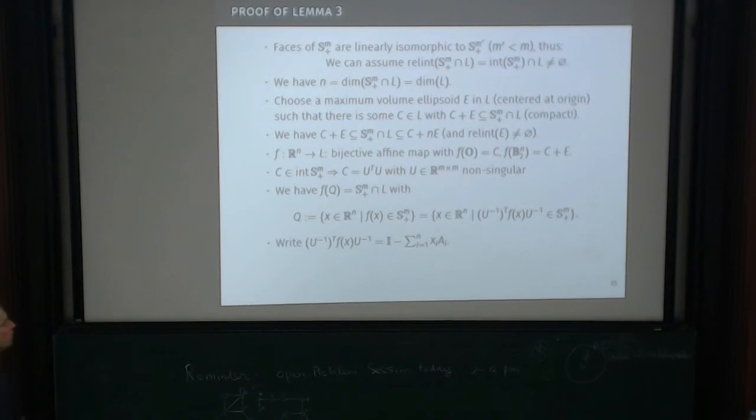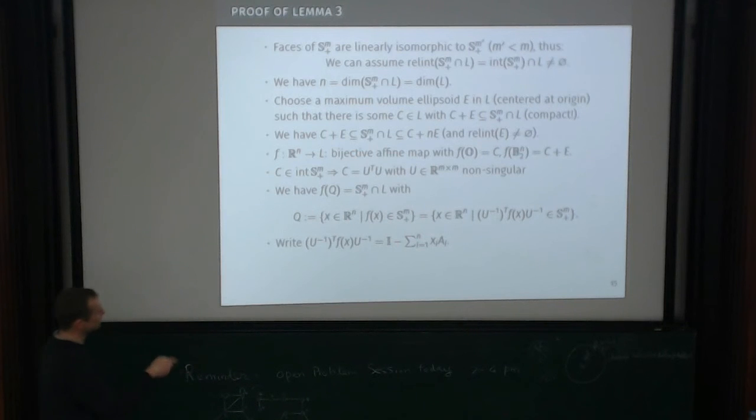Now, what is this function U^(-T) f(x) U^(-1)? It's an affine function, of course. It goes to L, but that's not important. So we can write it as a constant minus a linear combination. And why can we choose this constant as the identity? This is because f(0) is C, and if I plug in C here, because U transpose was a Cholesky factorization of C, this turns out to be the identity. So we can write it this way.